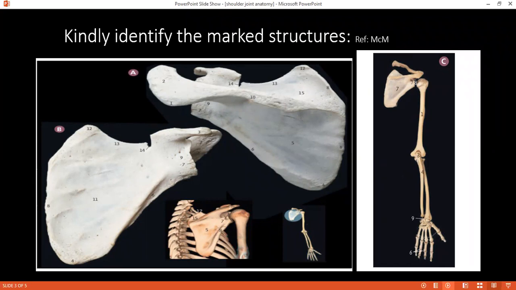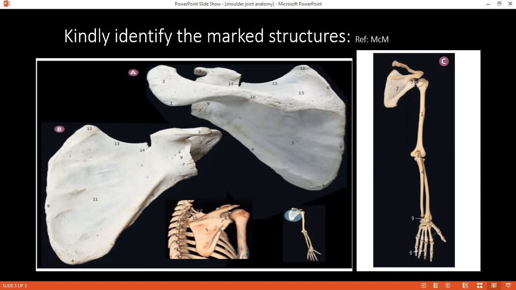There are certain triangles near the shoulder joint. What are the boundaries of the quadrangular space and the triangular space? Quadrangular space: superiorly teres minor, inferiorly teres major, medially long head of triceps, and laterally the shaft of the humerus. What are the contents of the quadrangular space? Axillary nerve and posterior circumflex humeral vessels. Very good. And the triangular space? What is the location of the triangular space, please?